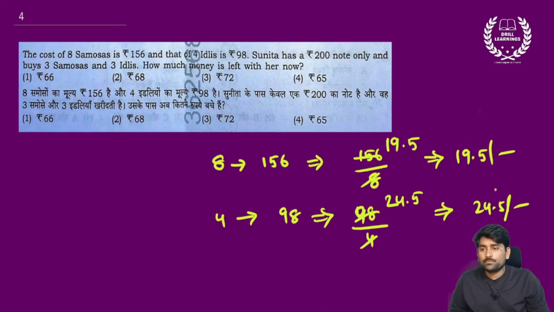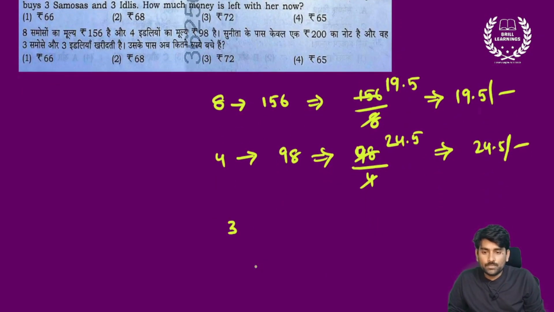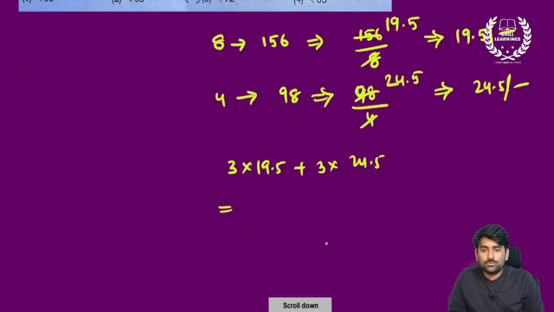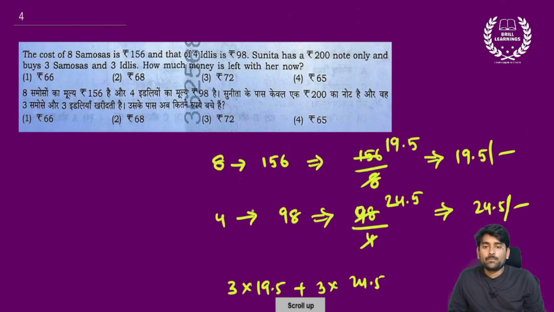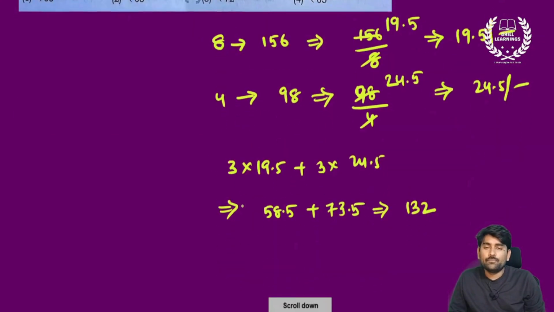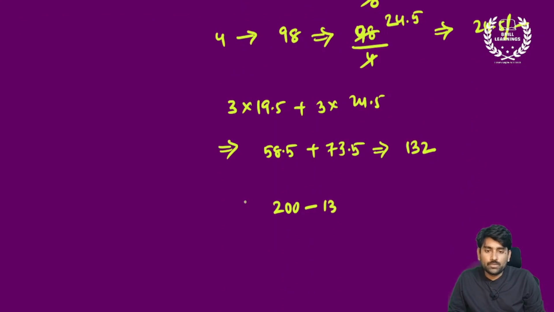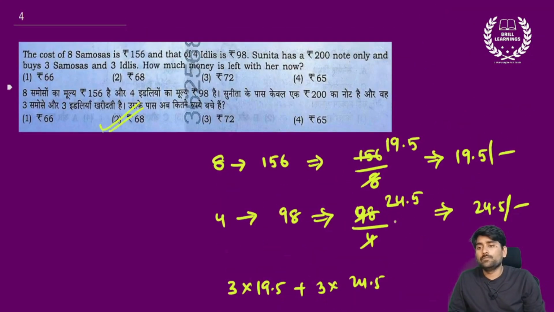Now she has a 200 note only, and she buys 3 samosas and 3 idlis. First find the value of 3 samosas and 3 idlis. 3 into 19.5 plus 3 into 24.5, which is equal to 58.5 plus 3 25s are 75 minus 1.5 means 73.5, which is equal to 132. Now the question is how much money is left with her now. So deduct this 132 from 200. That is our answer. 68 is the right answer here. She is left with 68 rupees only.